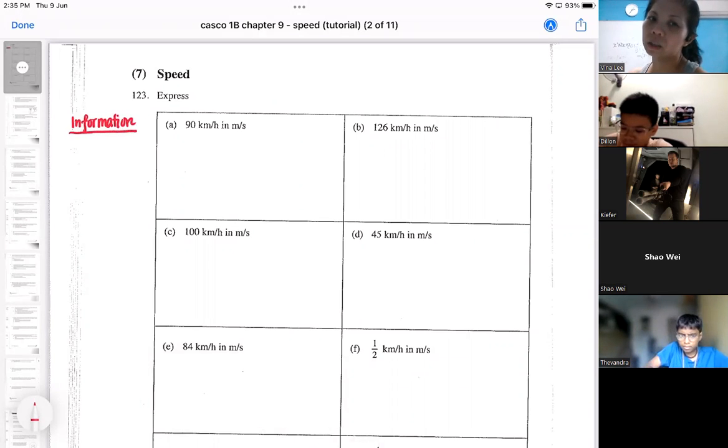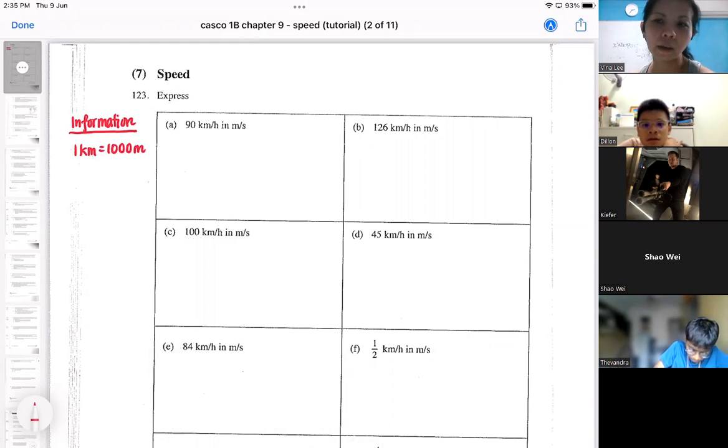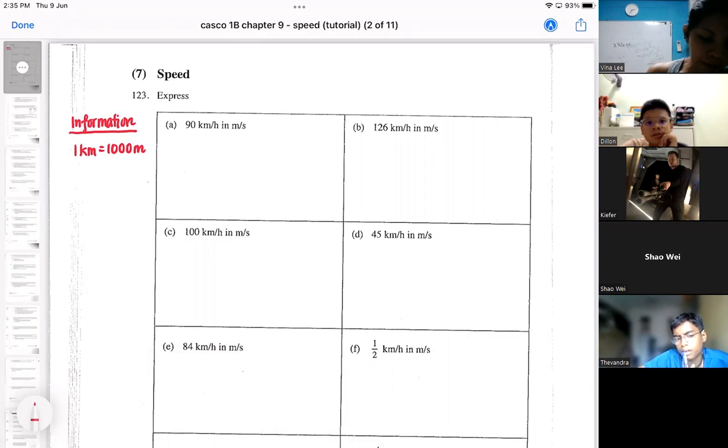Right now we are doing the speed conversion. In the speed conversion, we also need some information, like 1 kilometer is 1,000 meters. You learned this in primary school, right? You've got to reverse your thinking. If 1 kilometer is 1,000 meters, then what about 1 meter? Think about the other way around. So 1 meter is 1 over 1,000 kilometer.